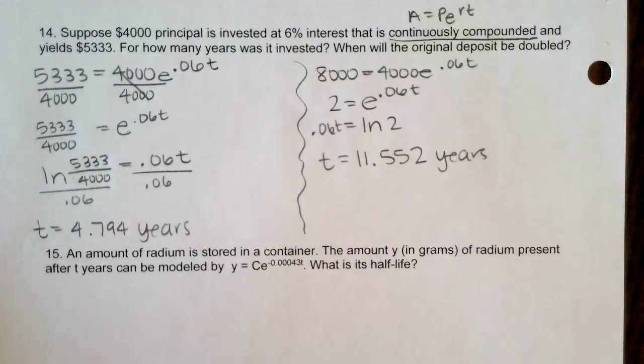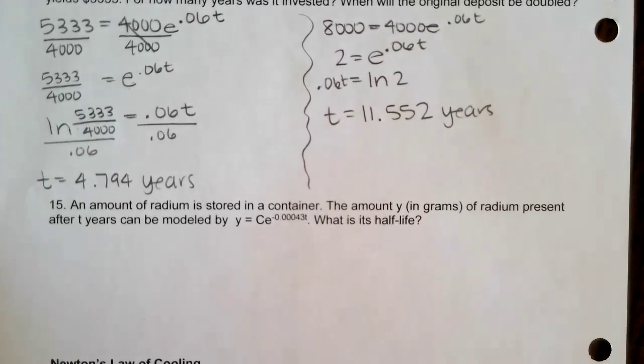All right, here's what you should have gotten, 11.552 years. All right, let's try another problem here. It says an amount of radium is stored in a container. The amount y in grams of radium present after t years could be modeled by y equals c times e to the negative 0.00043t.